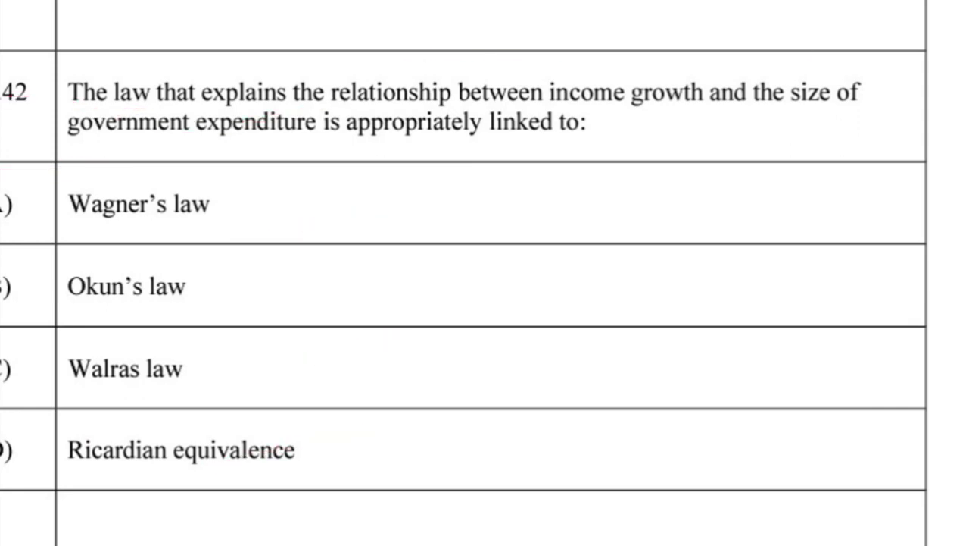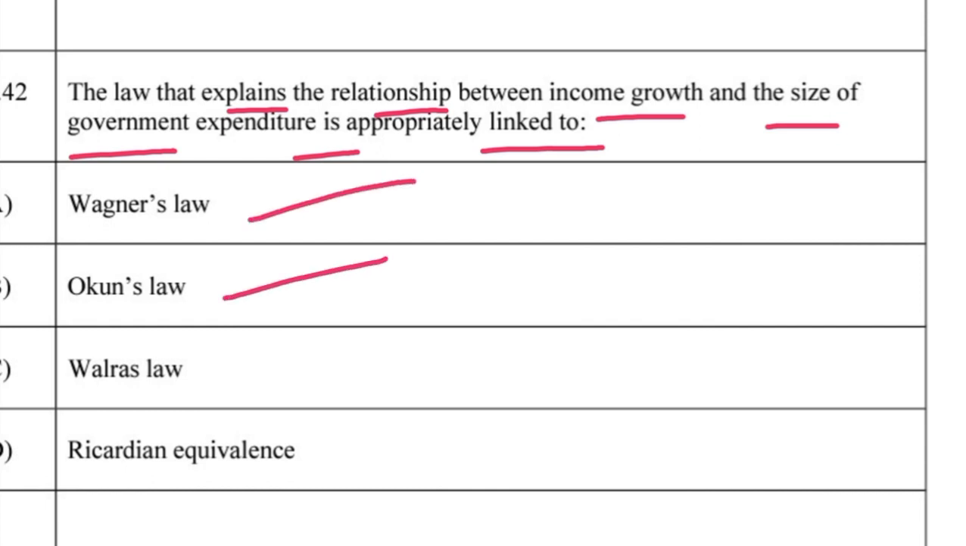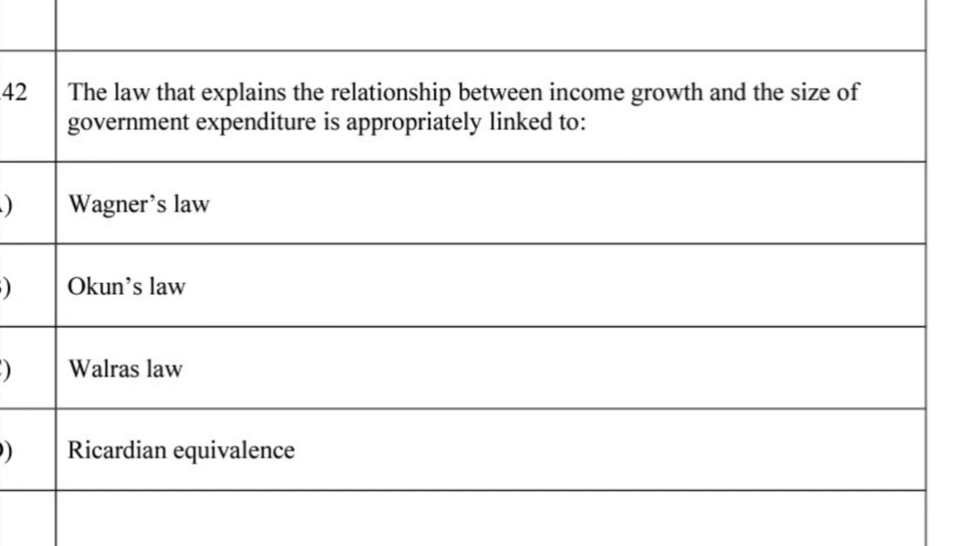Next question: the law that explains the relationship between income growth and size of government expenditure is appropriately linked to. The options are Wagner's law, Ockham's law, Walras law, or Ricardian equivalence. The correct option is, I guess, Wagner's law.